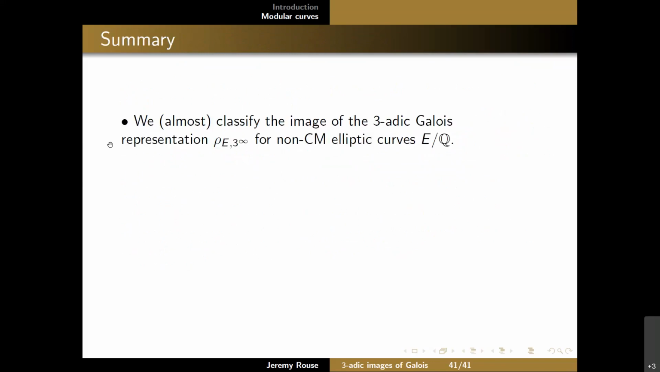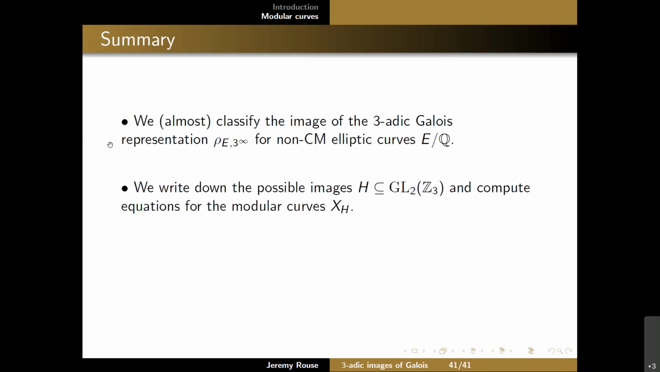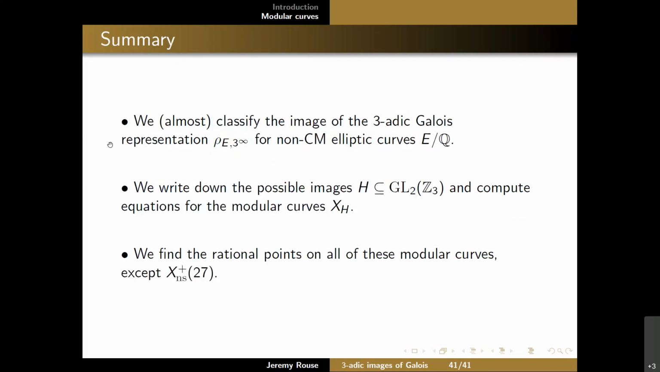So in summary, we almost classify the image of the 3-adic Galois representation attached to non-CM elliptic curves over Q. We just don't know if there are any elliptic curves over Q where the mod 27 image is contained in the normalizer of the non-split Cartan. We do this by writing down the possible 3-adic images in GL2(Z3). We compute equations for these modular curves X_H, and then we find all of the rational points on these modular curves except for X non-split plus of 27.